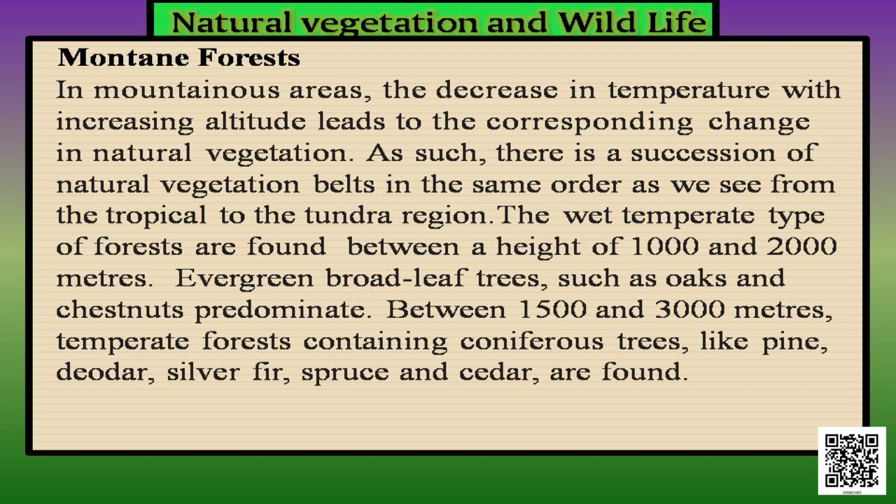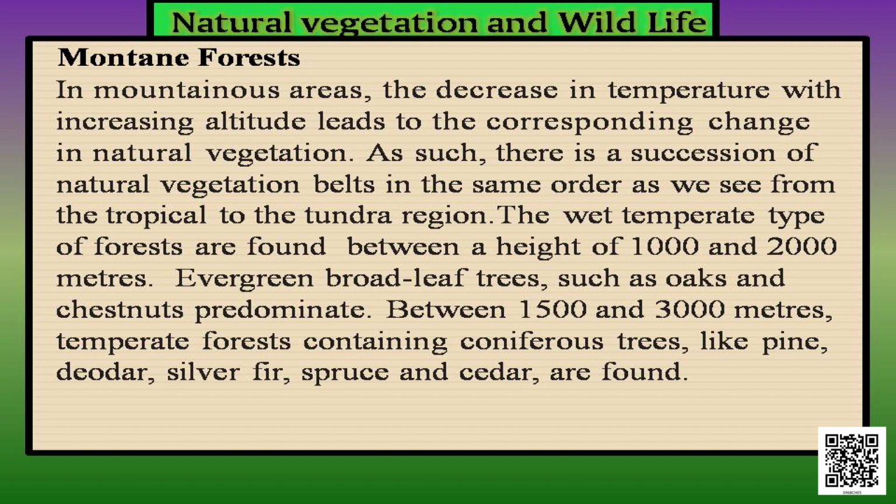There is a succession of natural vegetation belts, in the same order as we see from the tropics to the tundra region, which means you will find different varieties of vegetation, forest that starts from your tropical forest to the tundra region. That means it includes the tropical forest till the tundra region. Let us discuss first the wet temperate forest.